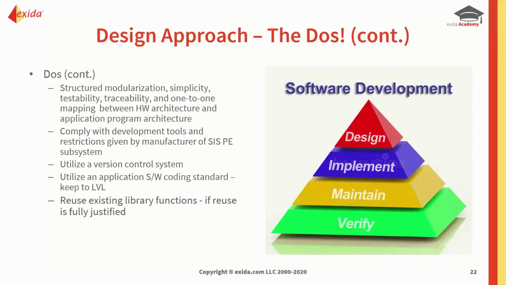The other thing is you should have, as I've mentioned already, a structured approach. We want to modularize as far as possible, keep it the old KISS principle, keep it simple, so it's easy to test. And more importantly, we can trace it back to the requirements, so we can prove that we've met the requirements. And then we should have one-to-one mapping between the hardware architecture and the application program architecture. So here again, if we're keeping it small and modular, it's much easier to prove all of that than if we've got one humongous lump of code and software that we have to try and prove that we've covered everything.